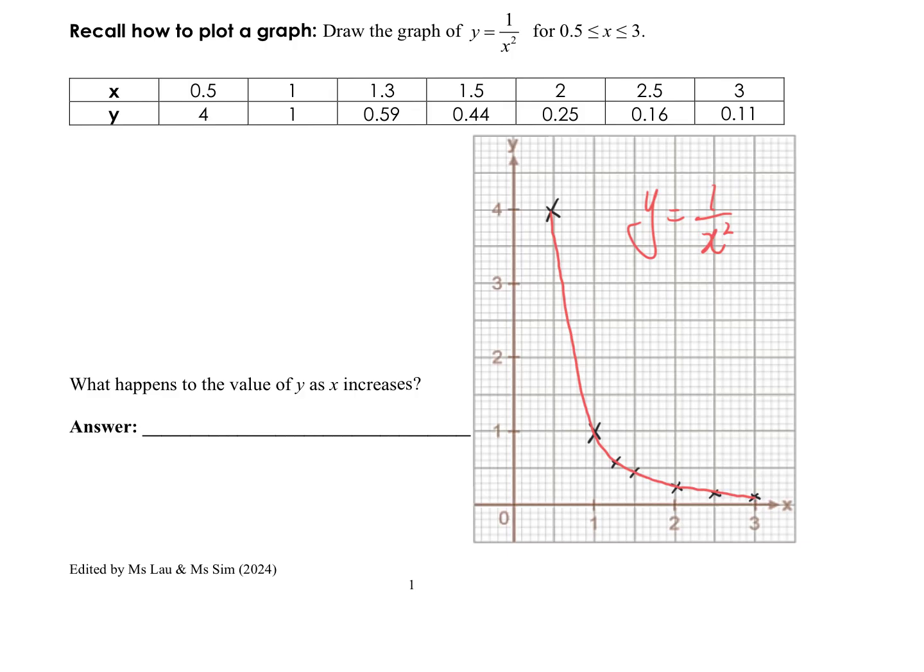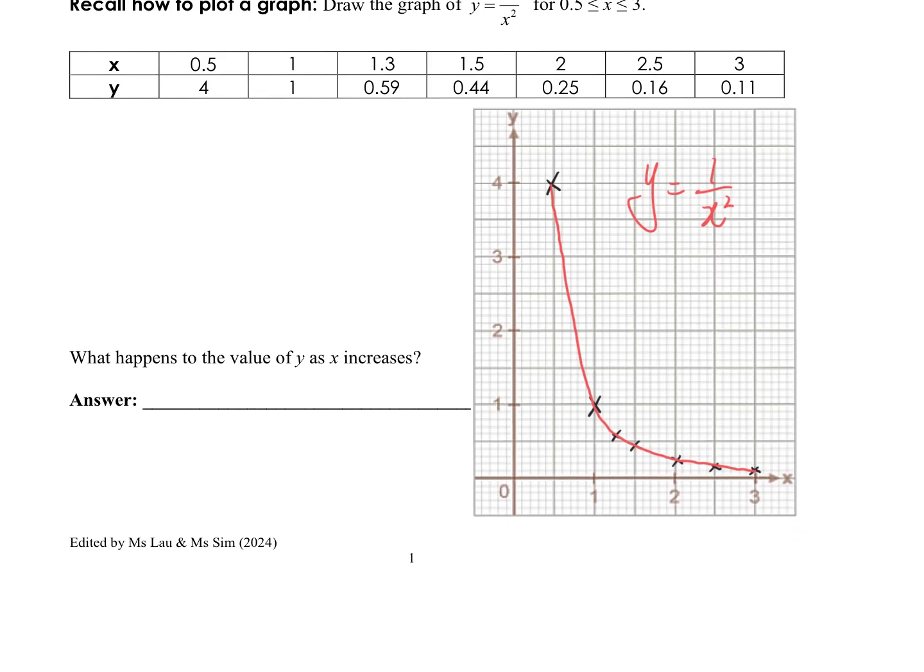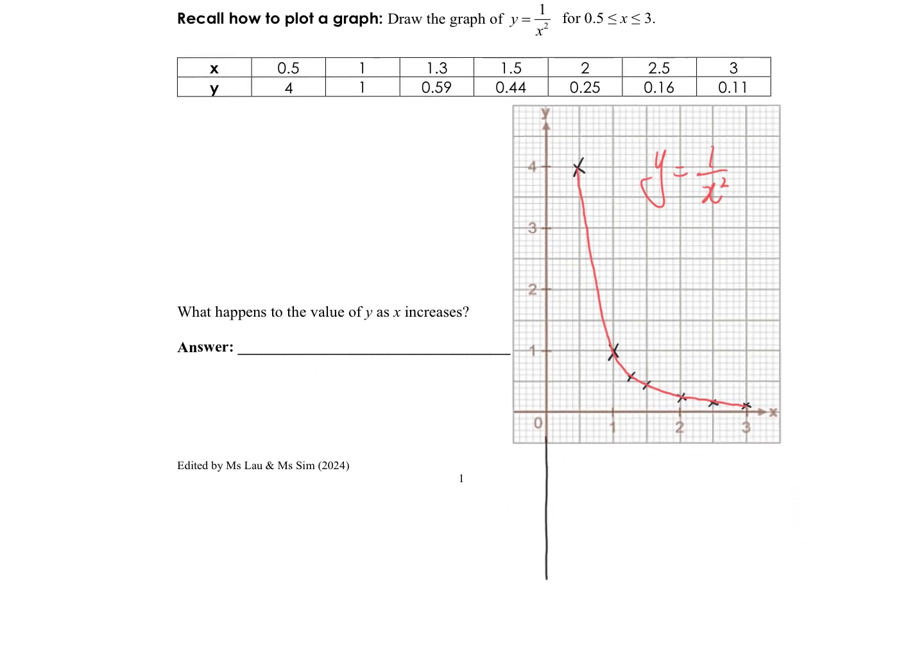Okay, so actually, if you were to plot the other side of the graph out, the graph on this side will look like this. Okay, like the boomerang. So this is the typical shape of a 1 over x squared graph, or we can say x to the power of minus 2 graph. So this is the full shape.